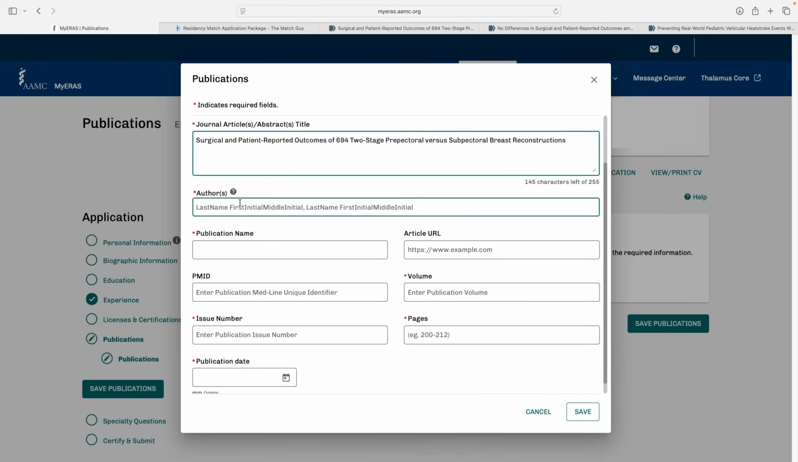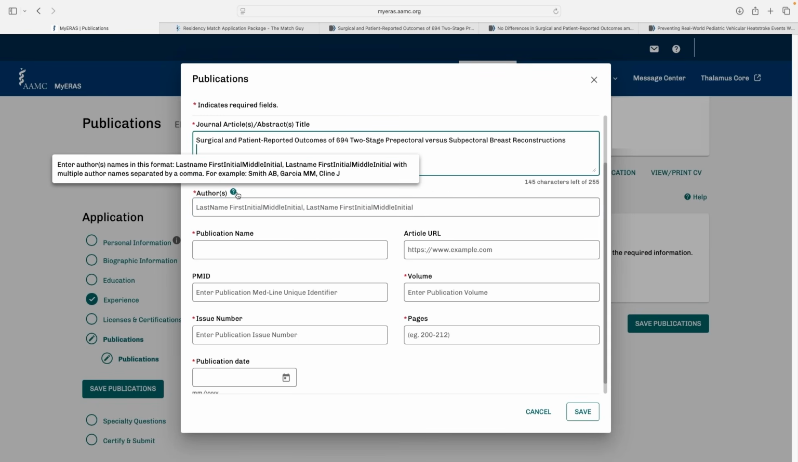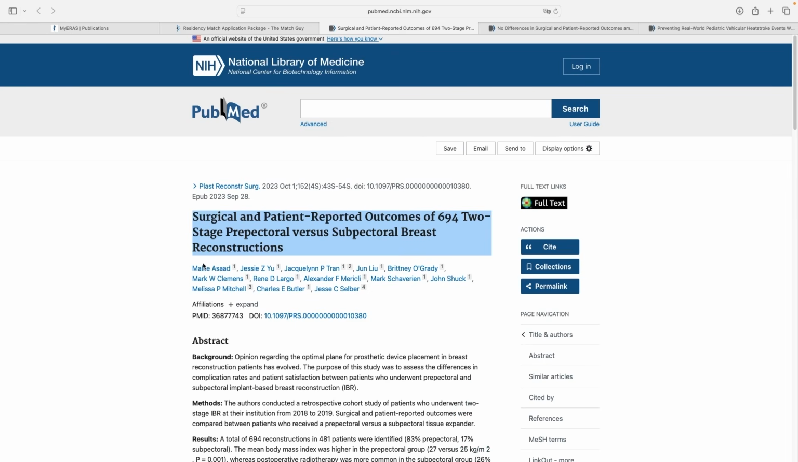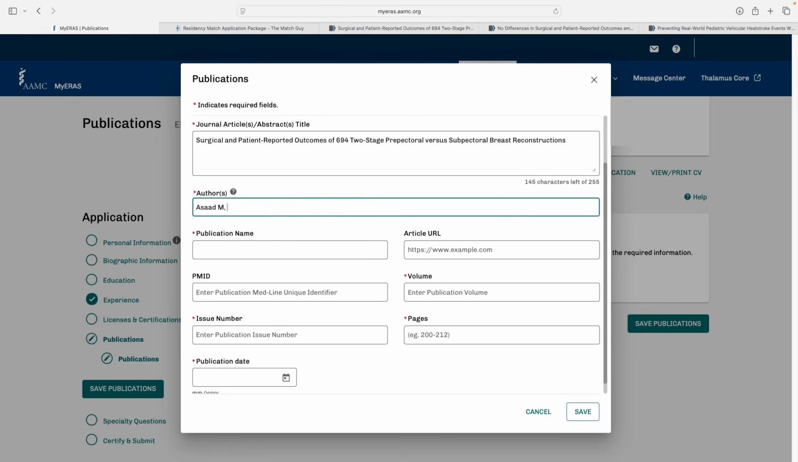Then we're gonna go to the author list, and they have a specific way they want you to write that, which is last name, space, first initial, no space, middle initial, comma, and then the list of authors. They even give you an example of that. You can see Smith AB, Garcia MM, Klein J, and for my case, I have Assad M because I don't have a middle initial. So I'm gonna write that, and then I'm gonna put a comma.